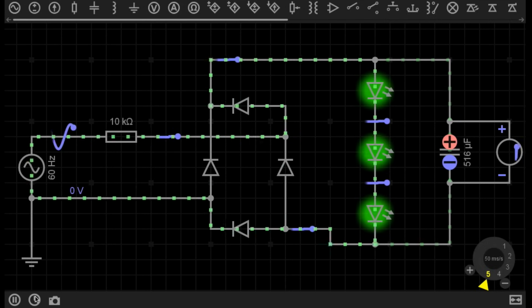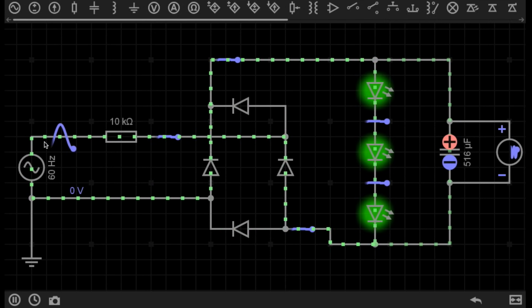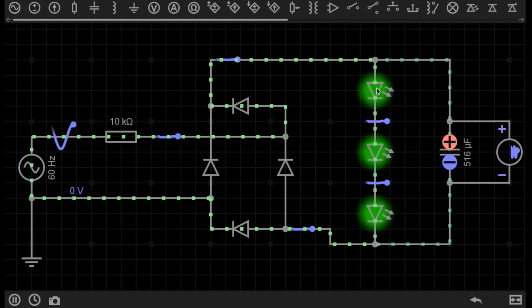What does it do? Well, if I slow down time here just a little bit, a rectifier will turn an AC power source, as you can see here, with a back and forth motion of electrons, into a DC power source, where if you look here, the electrons are moving forward in one direction only, through the LEDs in only one direction. And that is due to the magical wonders of diodes.